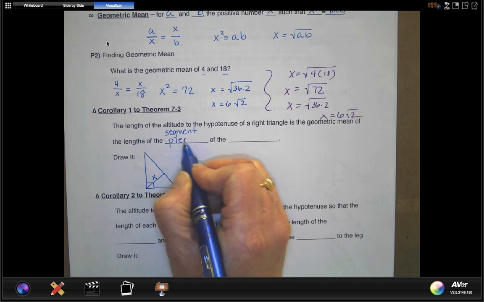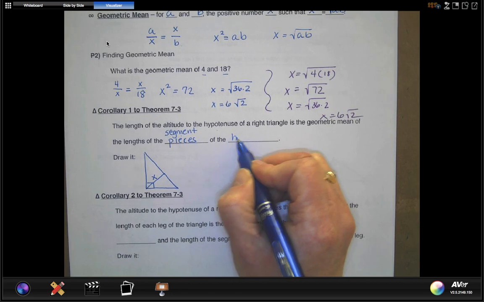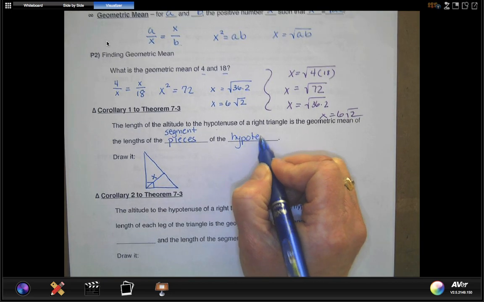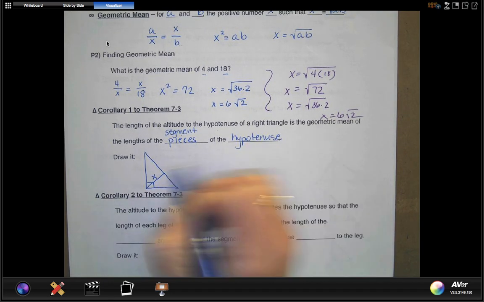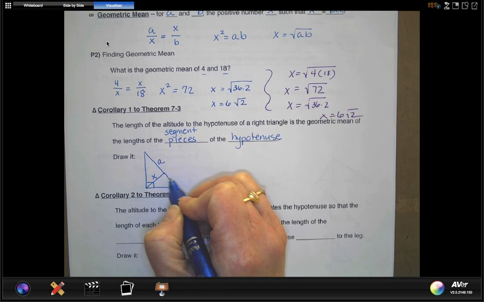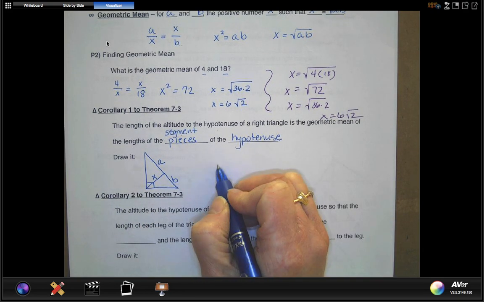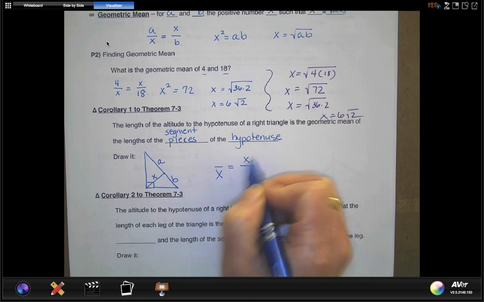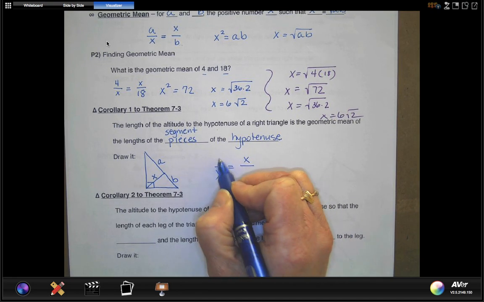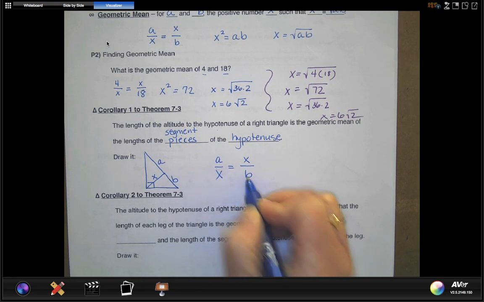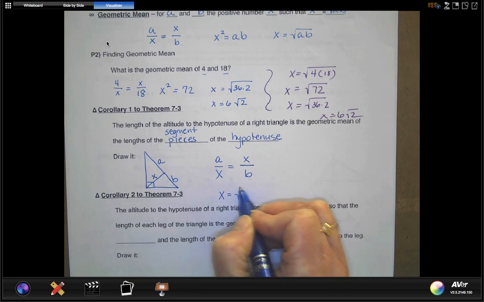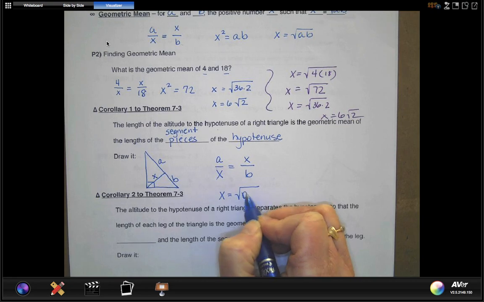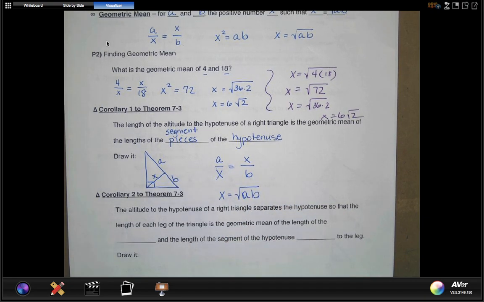pieces of the hypotenuse. So let's say these are my segment pieces. So x, x. So x, so the altitude is the geometric mean of the segment pieces. So if you cross multiply, take the square root, the altitude would just be the square root of the 2 segment pieces.